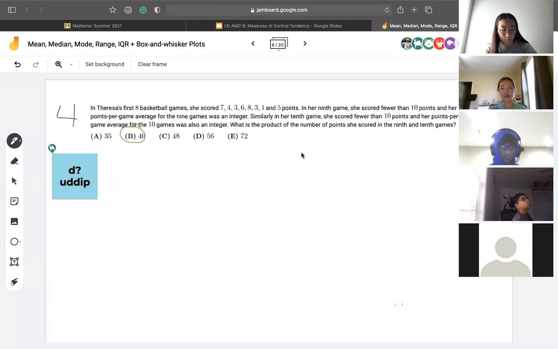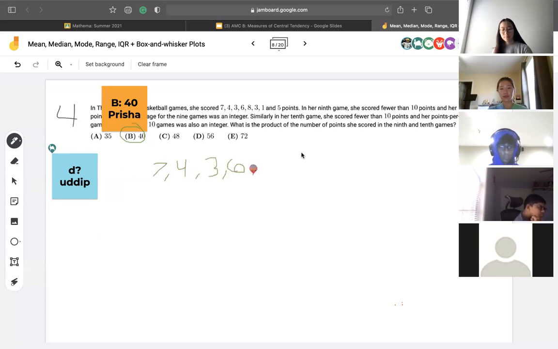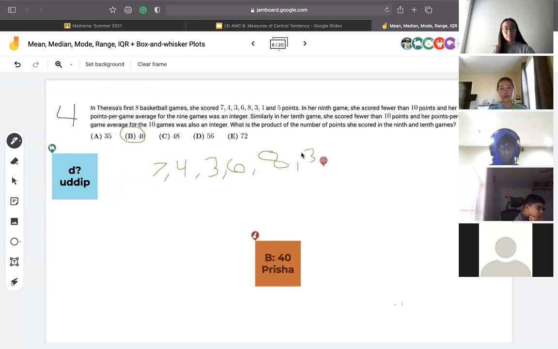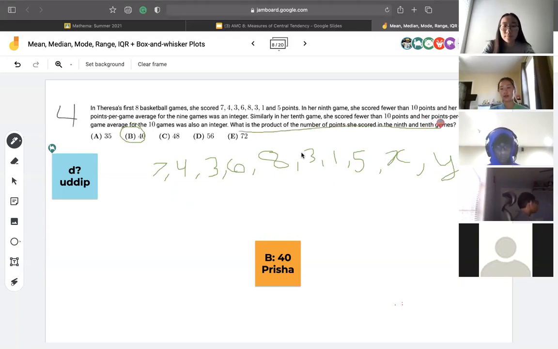first of all, we're going to try to understand what this problem is saying. In her basketball games, these were her scores. And right now it doesn't matter if they're in order or not. She played 2 more games after these, and we're going to make the score for her 9th game x and the score for her 10th game y. The question is asking for the product of the number of points she scored in the 9th and 10th games. So at the very end, we're going to do x times y.